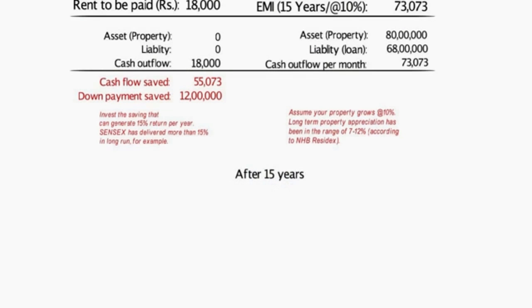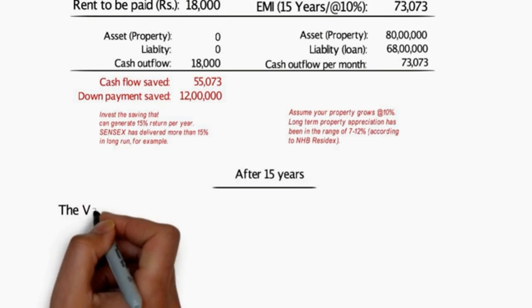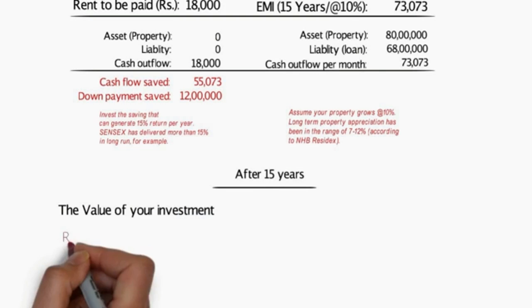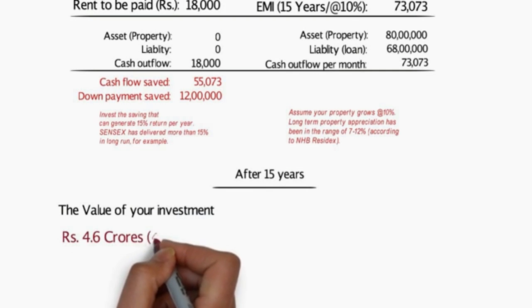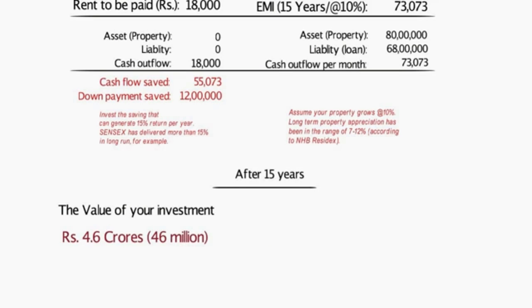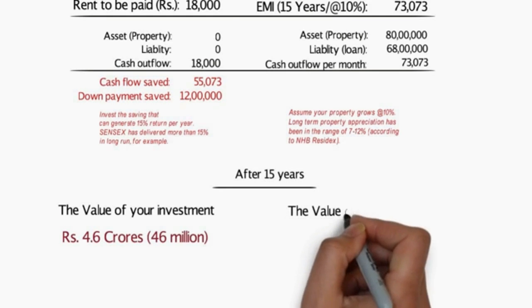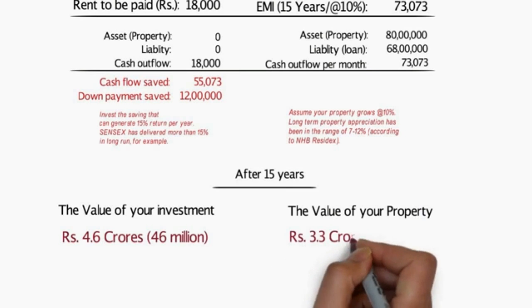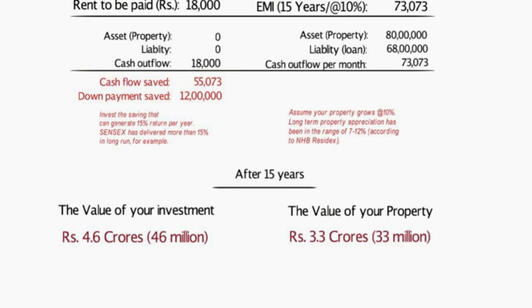Let's see what we will have in our hands after 15 years. If you use your calculator, you can easily calculate that the value of your investment, in the case of the savings that you would have if you went on rent, would be around 4.6 crores, which is 46 million rupees after 15 years. The same in the case of property, which is growing at 10%, would be equivalent to about 3.3 crores, which is about 33 million rupees.